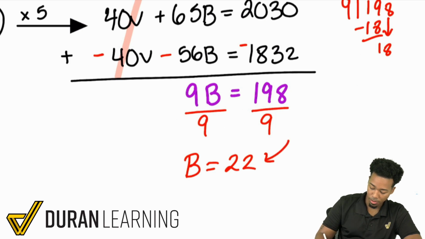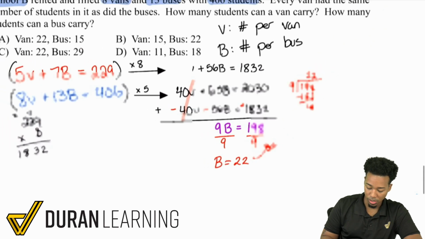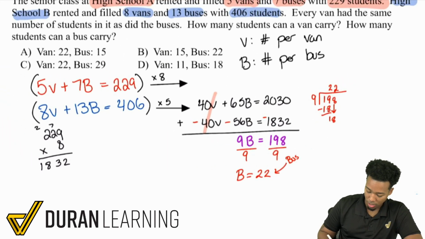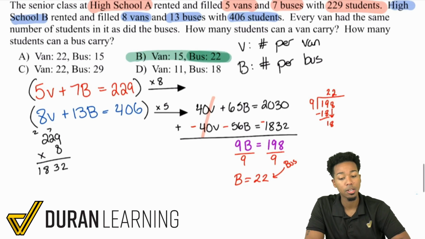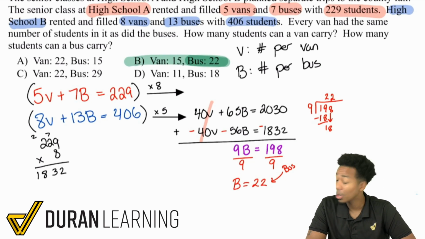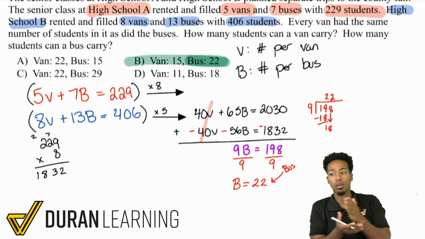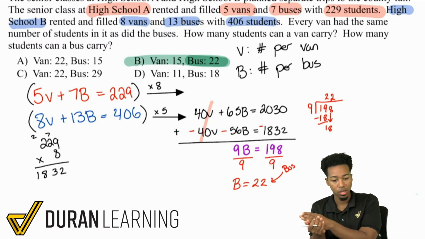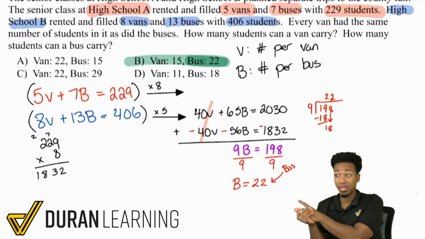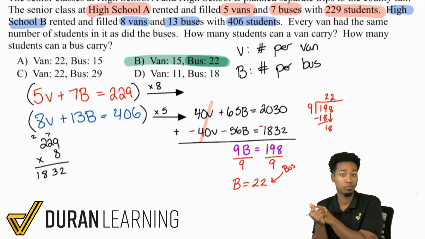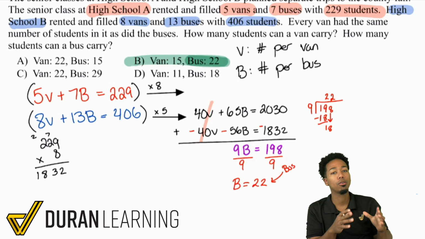And remember, that is the number of students in each bus. And that is only one answer here. That is B, that has the number of students in each bus as 22. And there we go. I know that the solving process seems a little daunting, but we've been used to solving systems. These are just systems with bigger numbers, but they're still, yet again, just systems. Now the setup is the most important part.